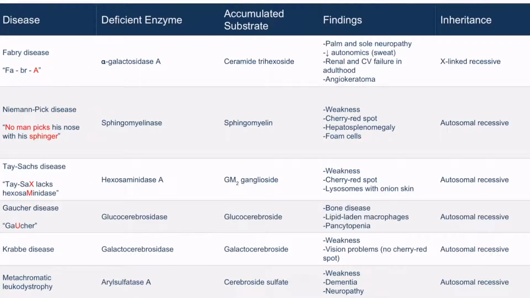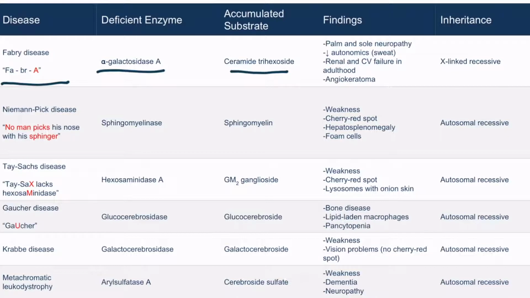Let's start with Fabry disease. Fabry disease is due to a deficiency of alpha-galactosidase A, which results in an accumulation of ceramide trihexoside. The accumulation of ceramide trihexoside is particularly prominent in the arteries and nerves, which is responsible for many of the symptoms.